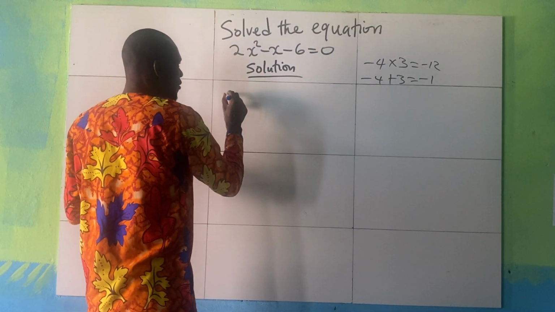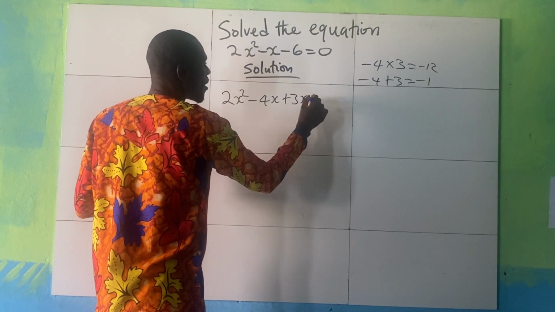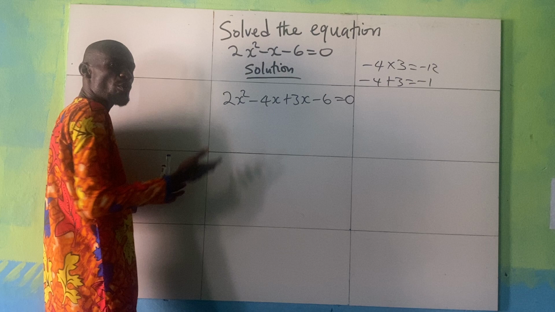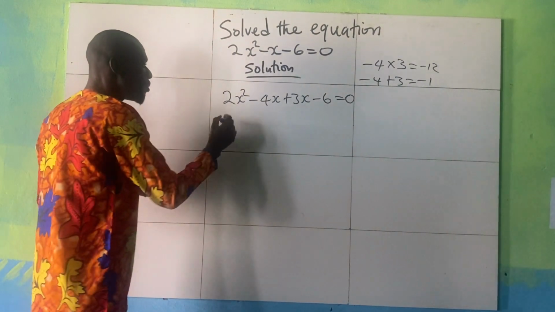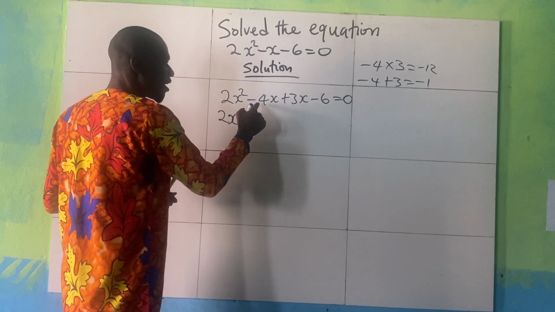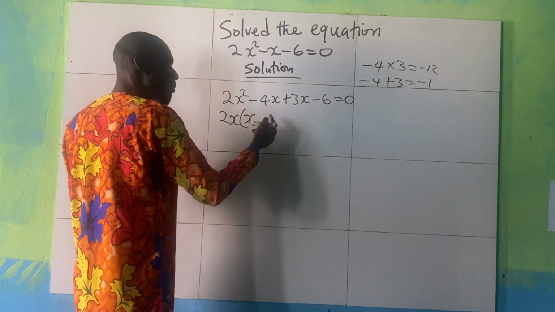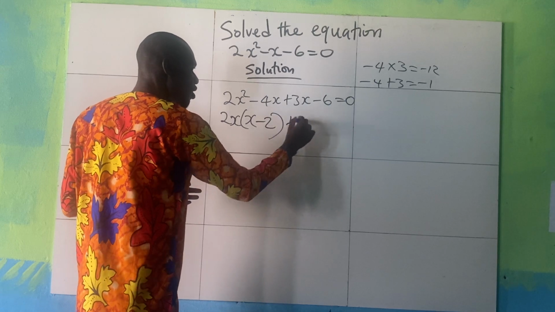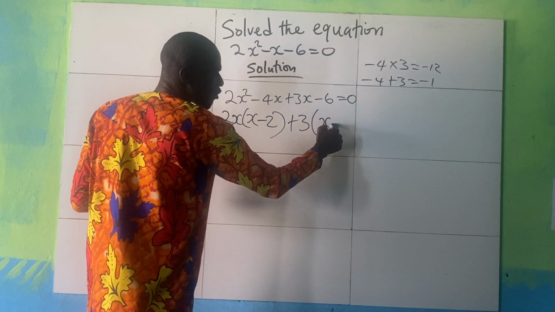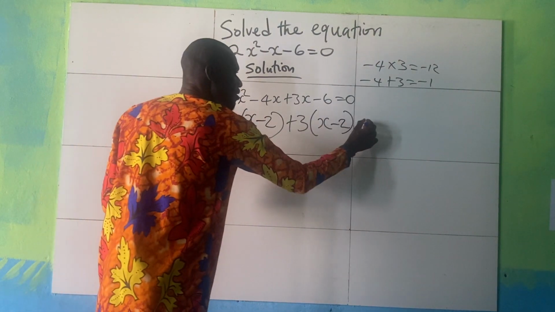So we are going to rewrite it as 2x² - 4x + 3x - 6 equal to 0. So looking at this part, the greatest common factor is 2x. So we'll bring it out, 2x into x. This multiply this will give this. Then here, we know that 2x multiplied by 2 will give us this. 2x multiplied by -2 will give us this. So here will be -2 plus 3 into x. Now, 3 multiply -2 will get back this -6. So this is what we are going to have. All of this is equal to 0.